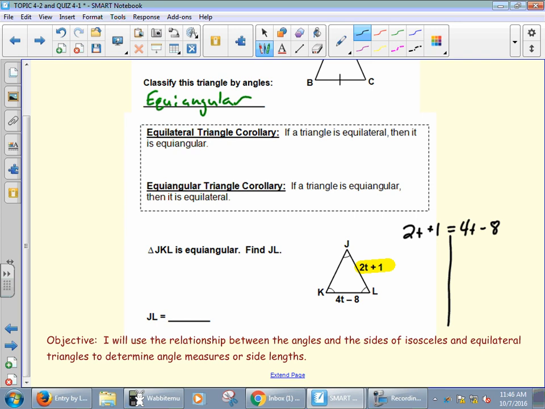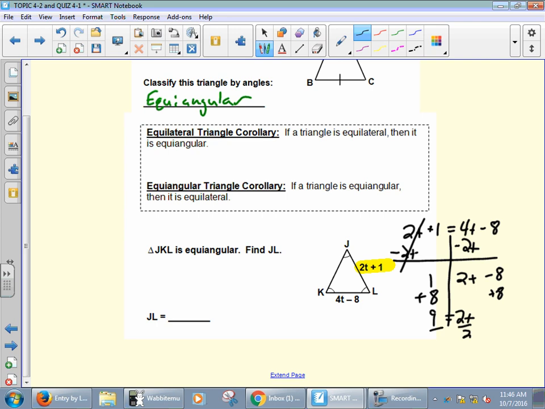All right. So what do we do next? Subtract 2t. So that's 2t minus 8. Then what? Plus 8. Plus 8. So I get 2t equals 9. So divide by 2. t equals 4.5. Now, that's what t is, and they want to know the side. So it's 2 times 4.5 plus 1, which is 10.